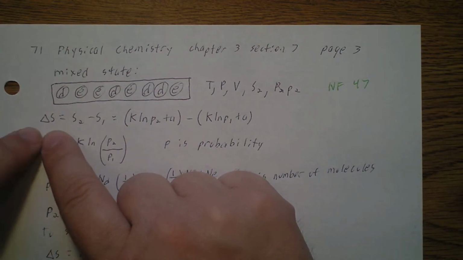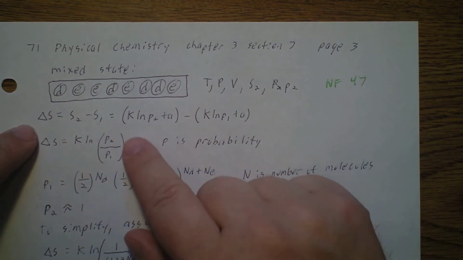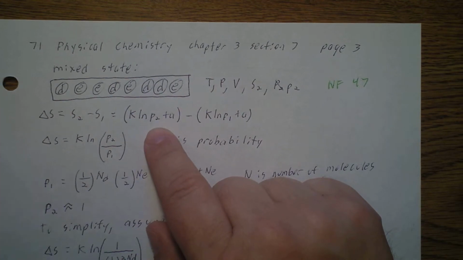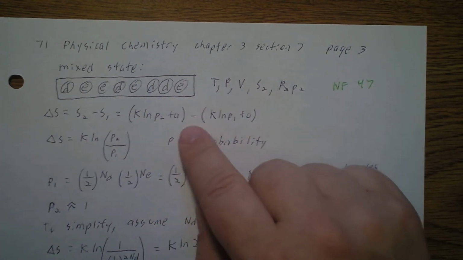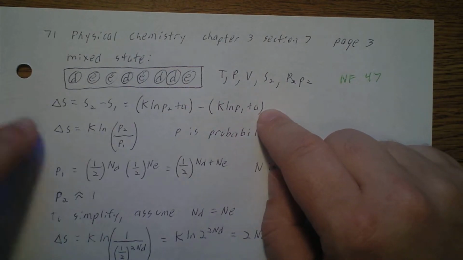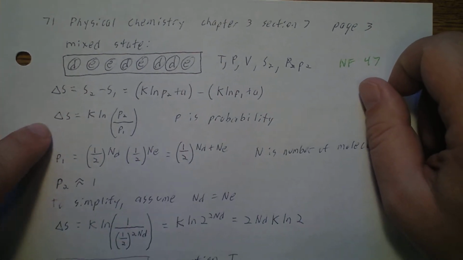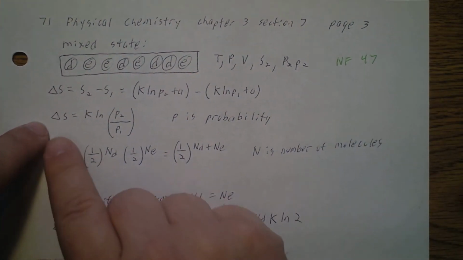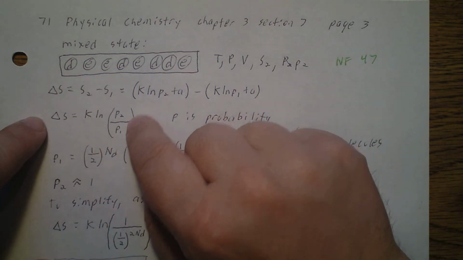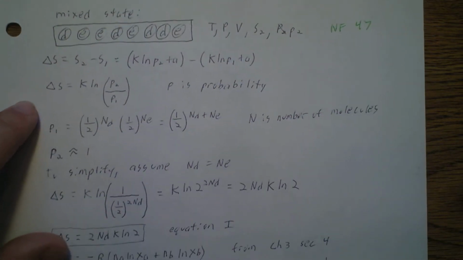So obviously the change in entropy is going to be entropy 2 minus entropy 1, since it's a state function. So that's going to give us k times the natural log of probability of state 2 plus a, minus k times the natural log of the probability of state 1 plus a. Of course, the a's are the same, they'll cancel out, so it doesn't matter what a is. We will have no way of knowing anyway. So we get the change in entropy is just going to be k times the natural log of p2 over p1. So the probability of state 2 divided by the probability of state 1.